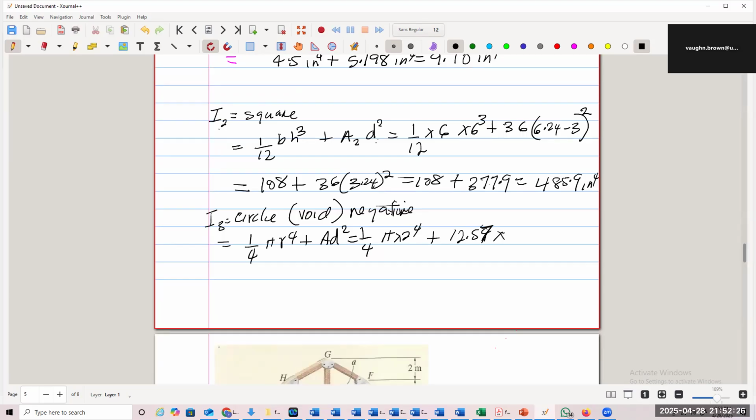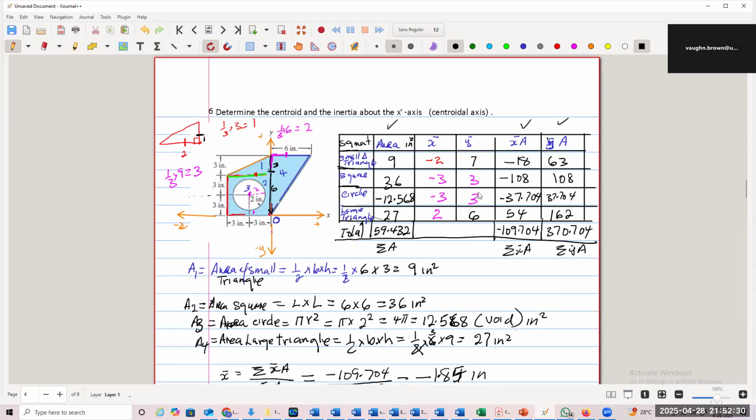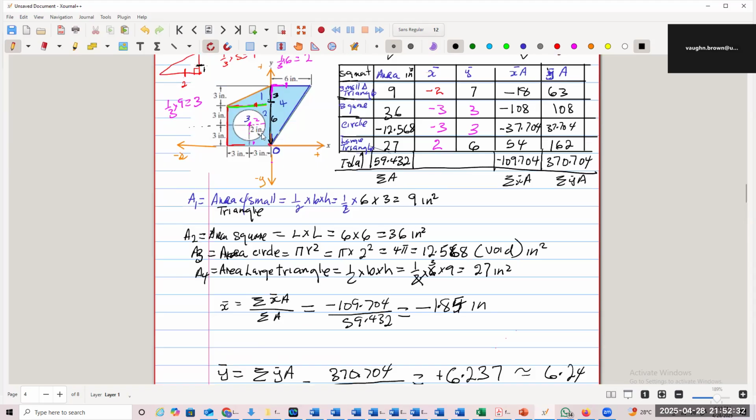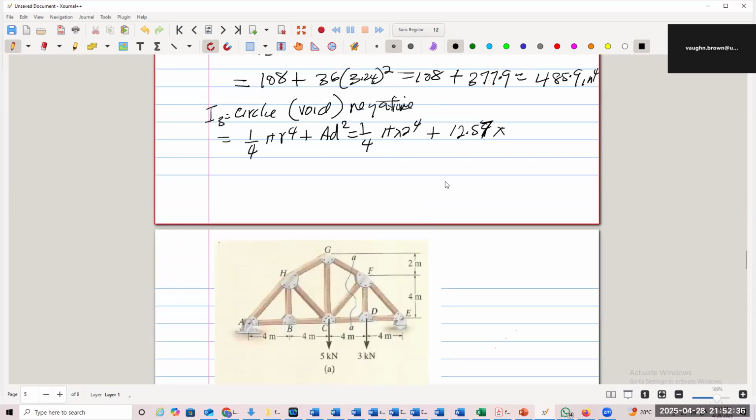Your D. What was your D? Go back to your table. You don't need to work it out, you already worked it out. It's 3. So it's the same 3 from the centroidal distance. So you don't need to go anywhere. The centroidal distance was 6.24 minus 3 again squared. Done. When you finish, you know that this is a negative here, negative inertia.